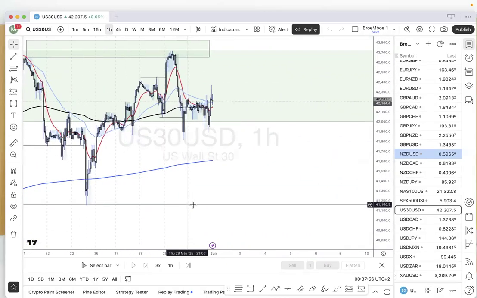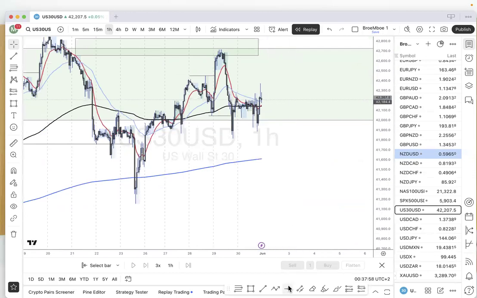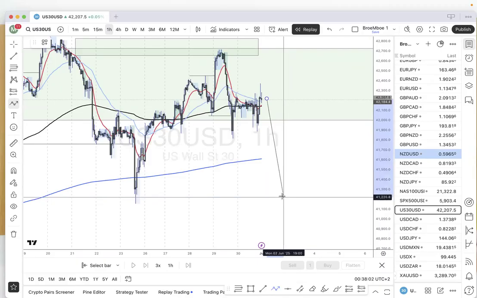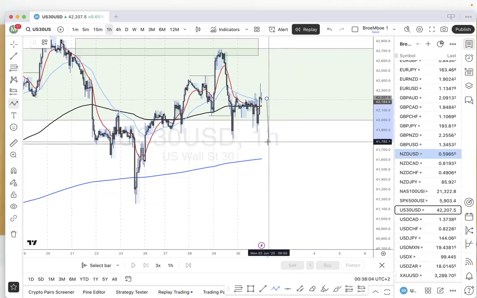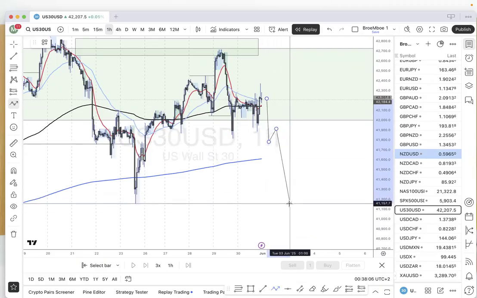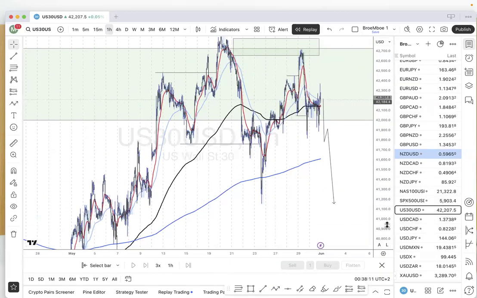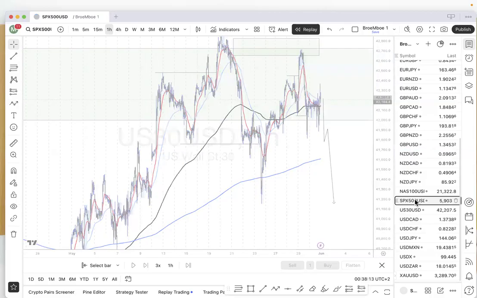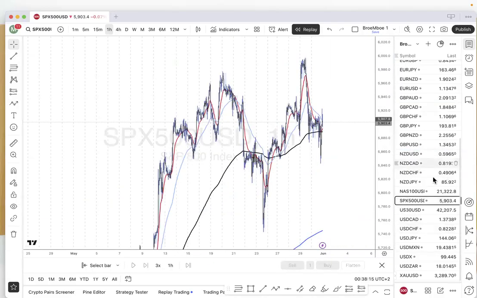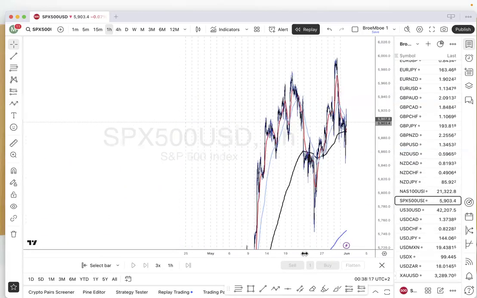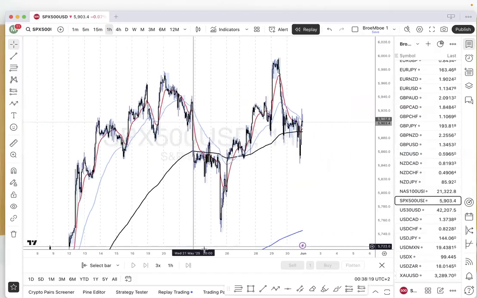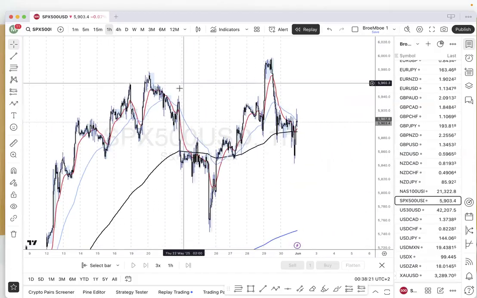So if we do sell, I would love to see us push all the way down, first up to at least this low, and then secondly up to that low there. But I would love to see us sell. Now, the good thing is if you look at SP 500 and also Nasdaq, they show a similar thing. I'm already seeing something on SP 500.